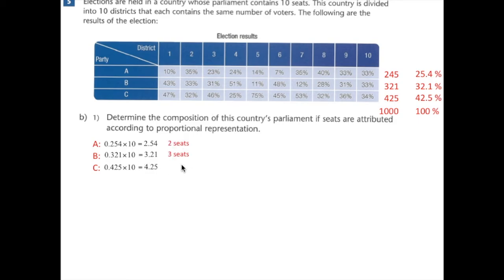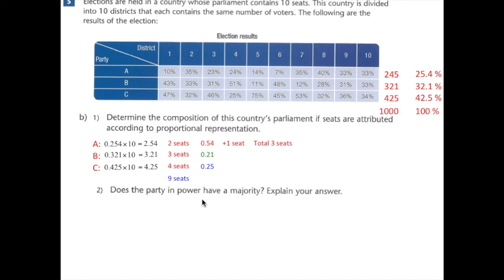We get 2 seats for A, B gets 3, and C gets 4 seats. If we add that together, that's only 9 seats, so we have 1 more seat to give away, so we're going to look at the remainders. We have 0.54, 0.21, and 0.25. The 0.54 is higher, so it's going to get an extra seat. Altogether we have 9 so far. Add the 1, now we have 10. Okay, so A has a total of 3 seats, B has 3 seats, C has 4 seats.